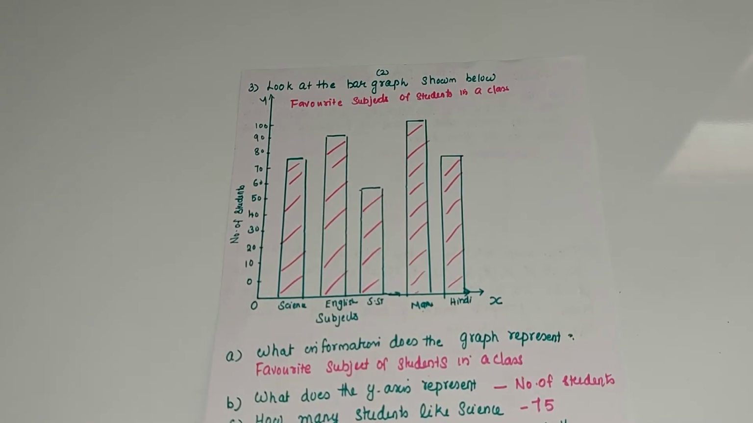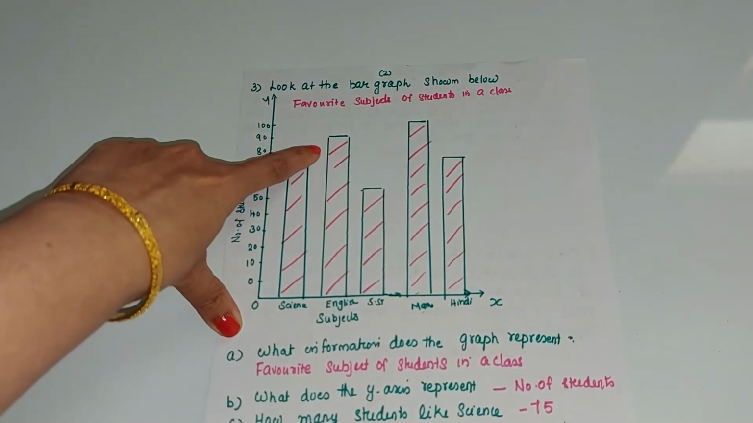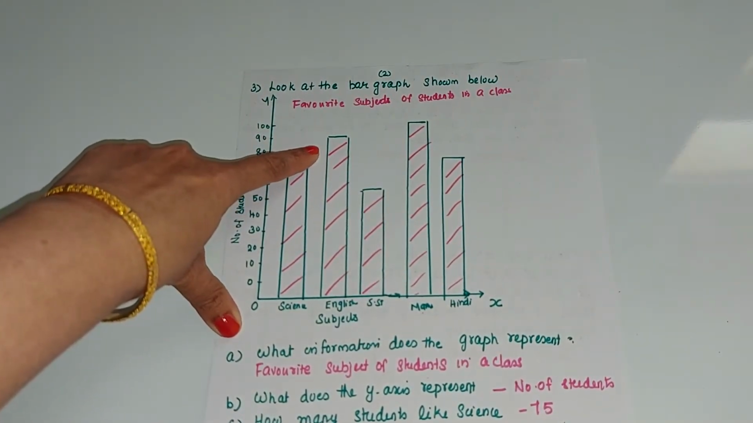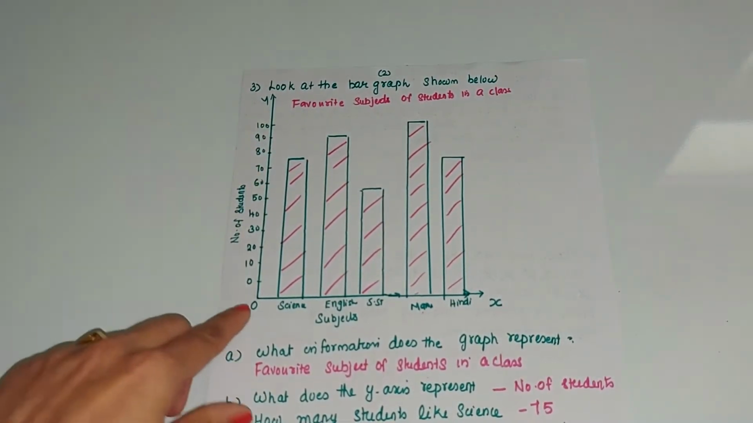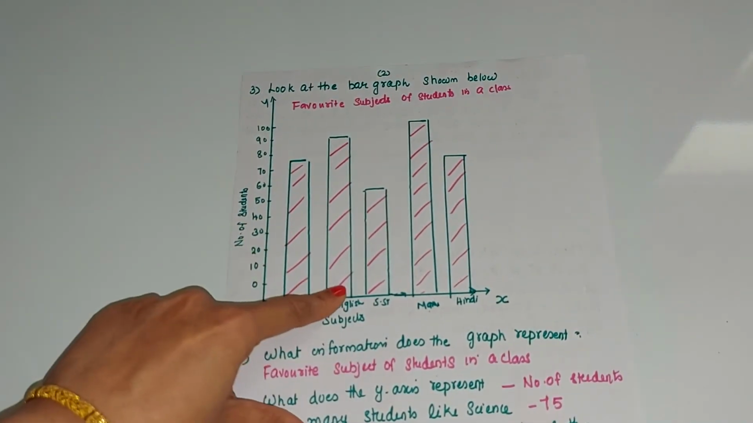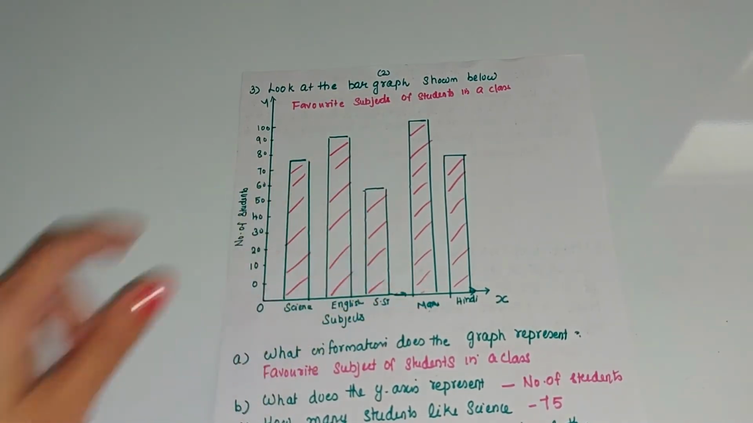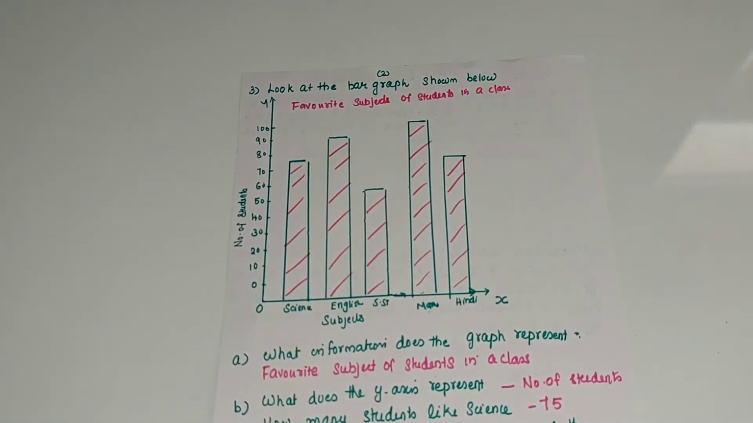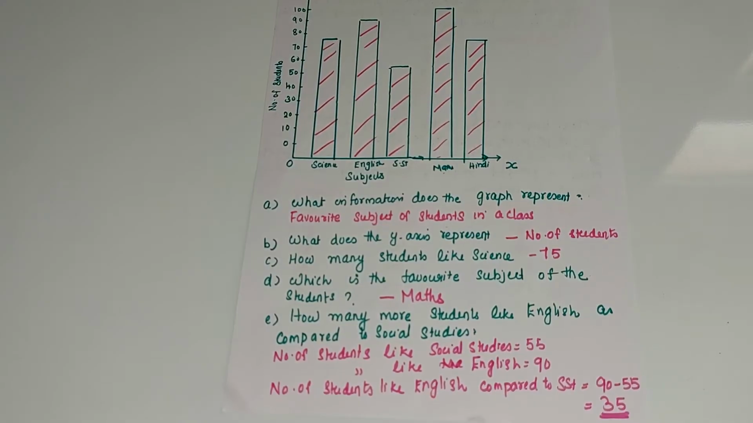And which is the favorite subject of the students? Here 75 students like science and 90 students like English and 50 students like SST, maths 100 and Hindi 70. So which is the favorite subject of the students? It is maths. So maths is the favorite subject of the students.